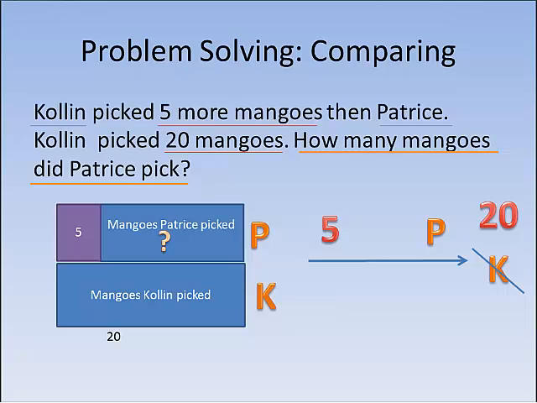Now that we've read the problem and figured out all our variables and all our known numbers, now what do we do? What operation are we going to use? Addition or subtraction? In our previous lessons, we've learned that if the big number is our known number and an unknown number, our variable, is a smaller number, we are going to subtract. So the problem reads 20 minus 5. 20 minus 5. Yes, 15. The question was, how many mangoes did Patrice pick? And our answer is 15 mangoes.